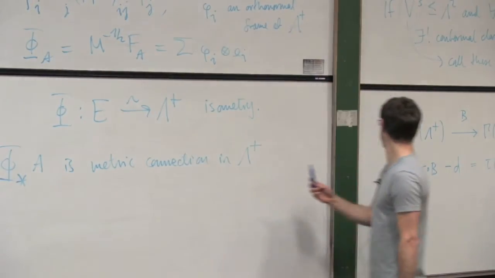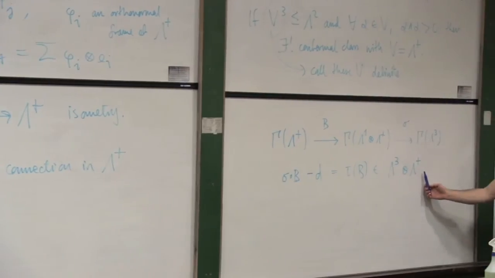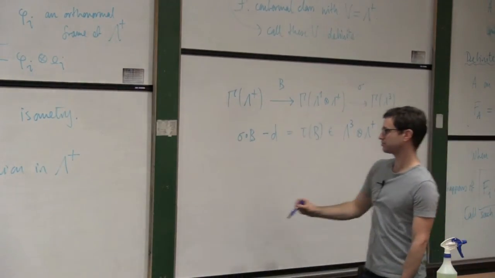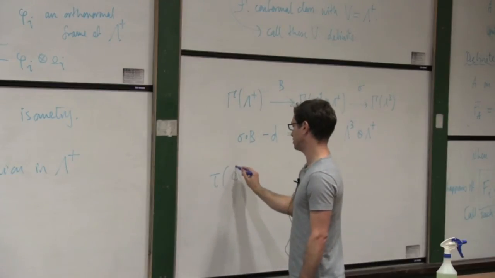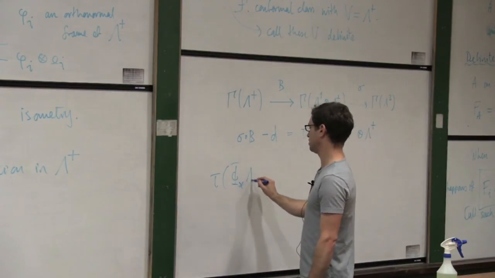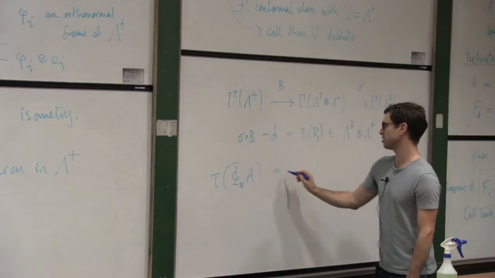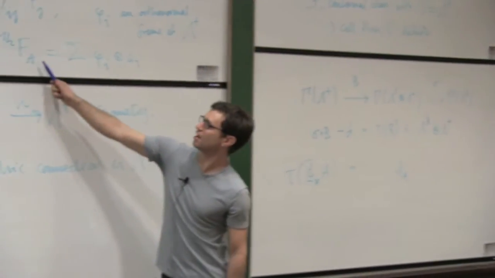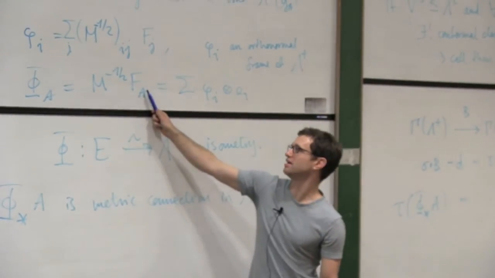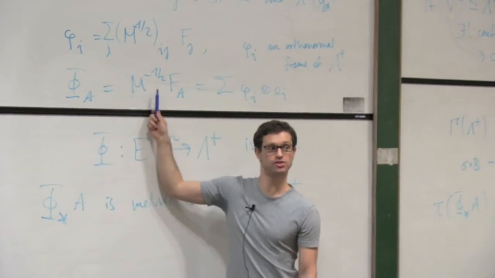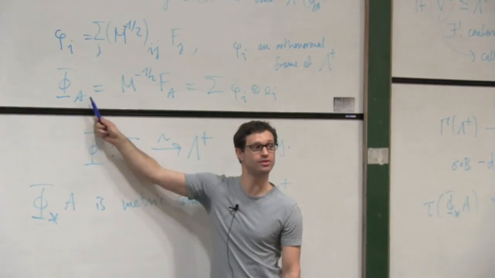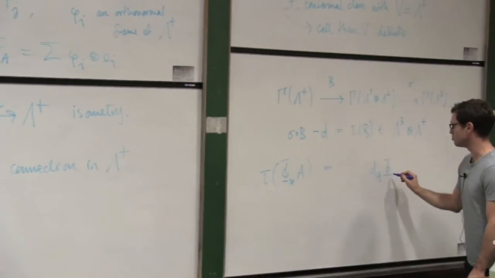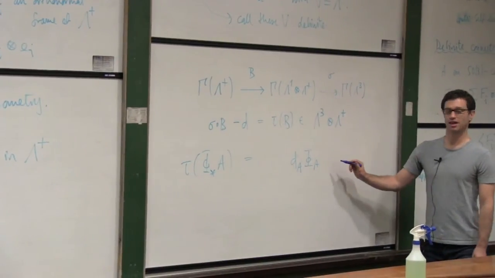Okay. I need to write down a 3 form with values in lambda plus. And there's an obvious guess. So if I take the torsion of this guy, it's a 3 form with values in lambda plus. Well, this phi, just like curvature was a 2 form with values in E, so is phi. It's just a twist of this 2 form. So phi is a 2 form with values in E. So I can take its exterior derivative and get a 3 form with values in E.